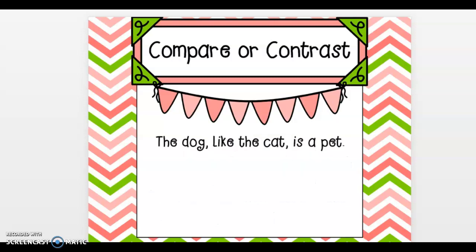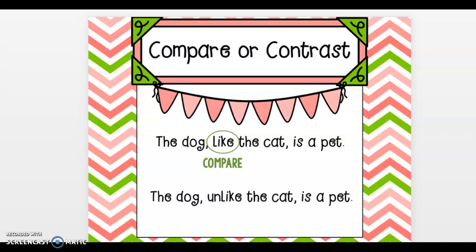So here is the first sentence. The dog, like the cat, is a pet. What is the key word? That is correct. The key word is like. Now, is it comparing the dog and the cat, or is it contrasting the dog and the cat? That is correct. It is comparing them because they are both pets.